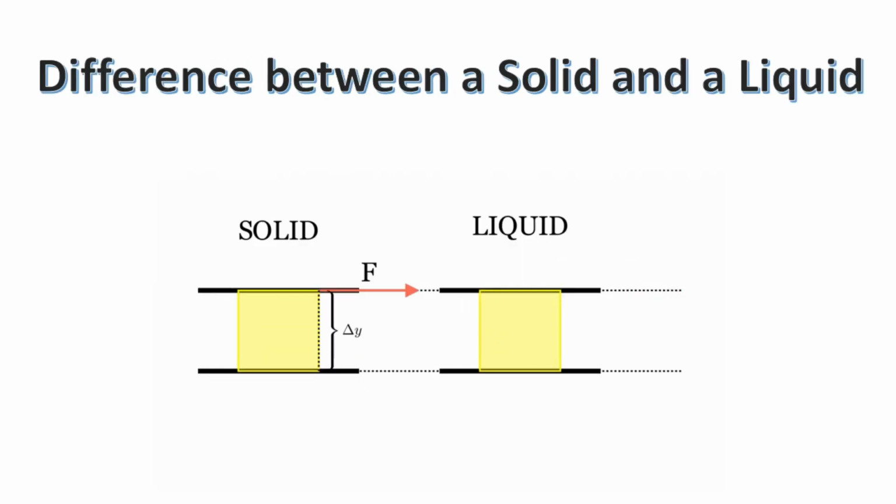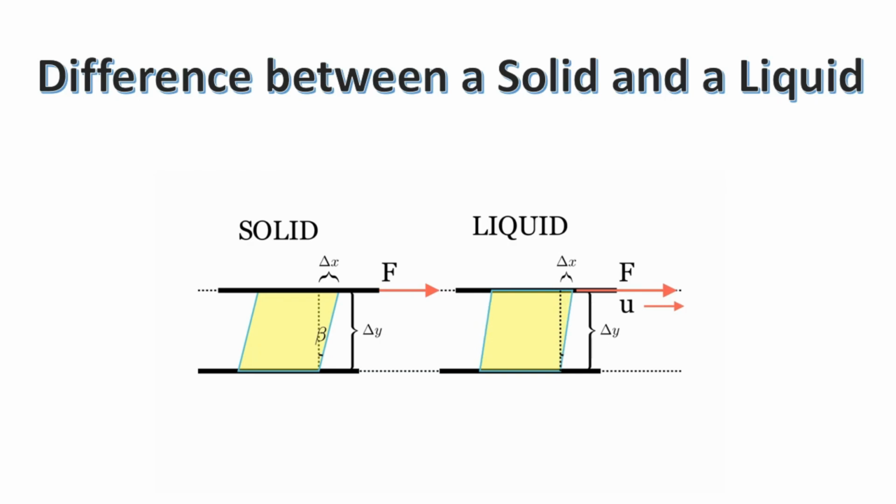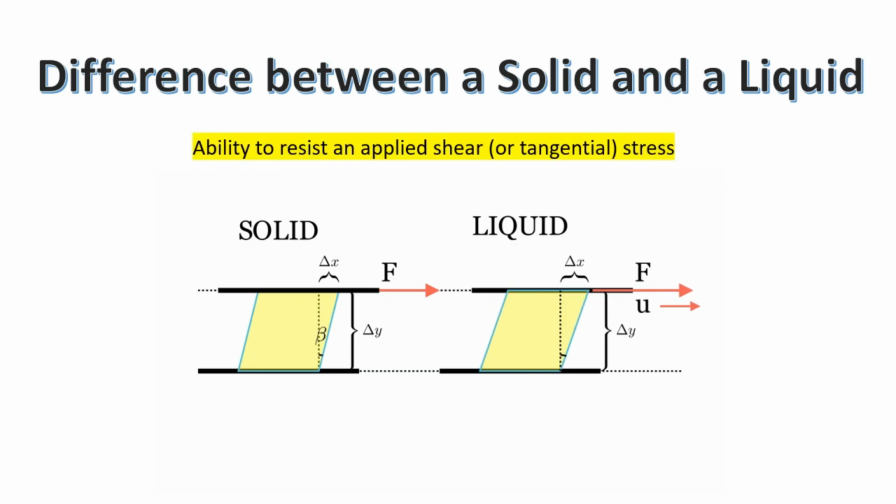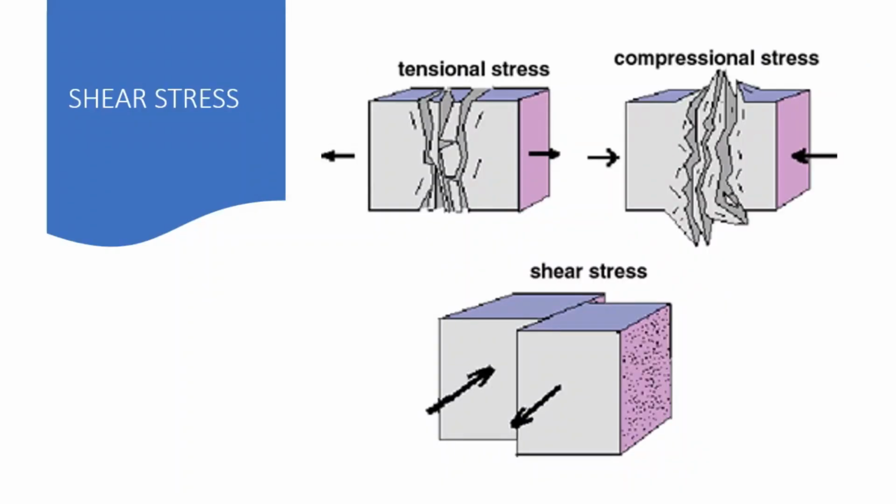What is the difference between a solid and a liquid? It is solely based on its ability to resist an applied shear stress. In this video, you can see the solid stops deforming after a limit, but the liquid deforms continuously upon the action of a shear stress. What is shear stress? Shear stress is the stress that causes the material to shear.